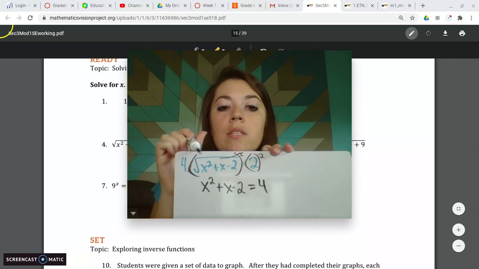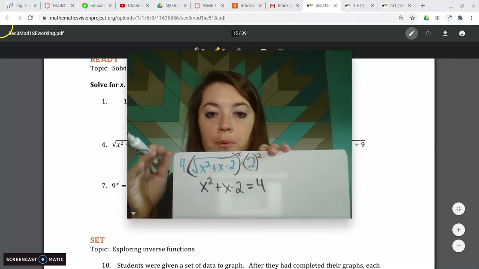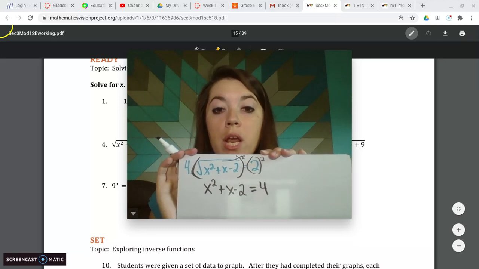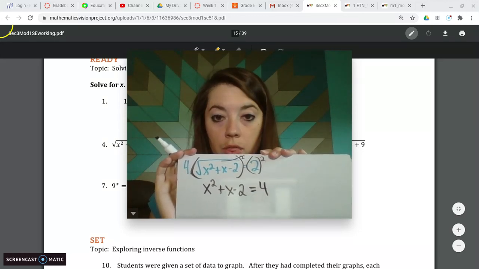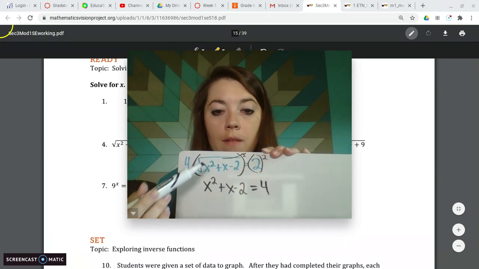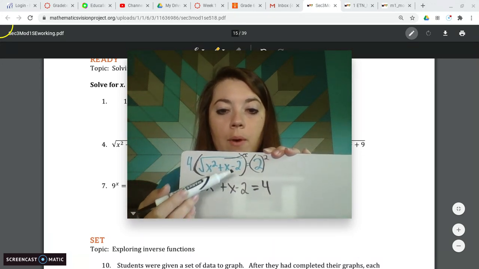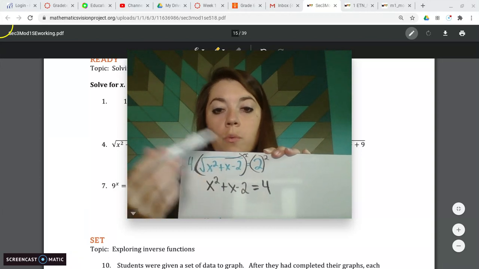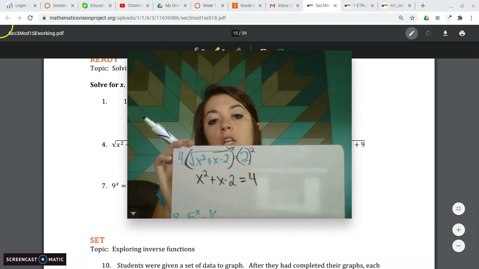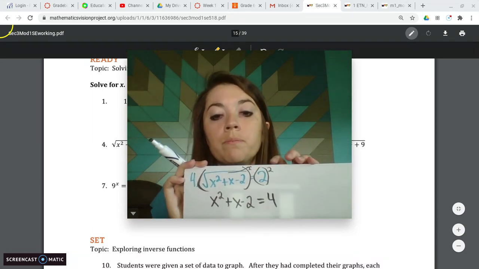Now, when we square a root or cube a root or fourth a root, whatever we need to do to get rid of the root, it changes nothing underneath the root. So it changes nothing underneath here. When we squared all of this, we didn't square the x squared, the x, and the negative 2. We just squared the whole thing, which canceled out the square root symbol. So it'll never change what's underneath your square root symbol.